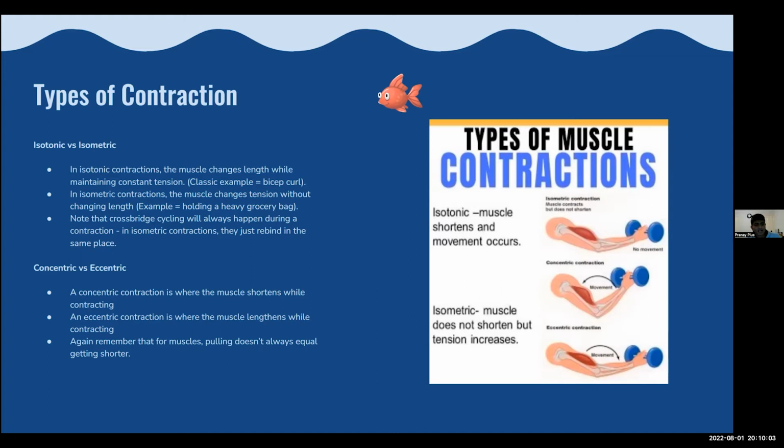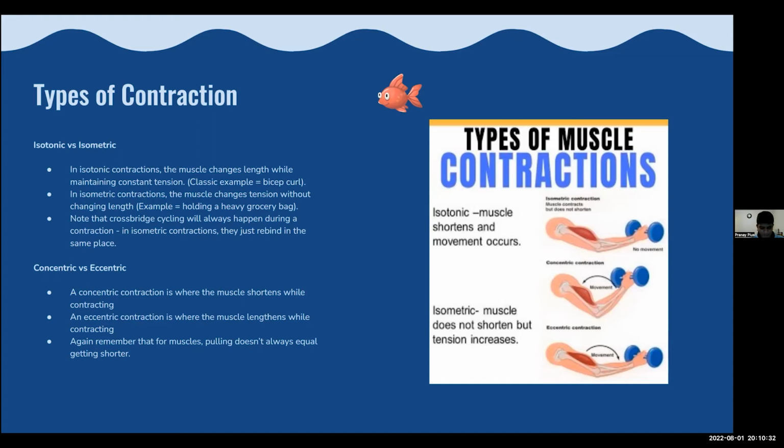Now, in isometric contractions, cross-bridge cycling still occurs. So even though contraction is happening, they just rebind in the same place. So it's still creating tension, but it's just not shortening the muscle length. Okay. Now, concentric versus eccentric. Basically, concentric contraction is where the muscle shortens while contracting, whereas eccentric is where the muscle lengthens.